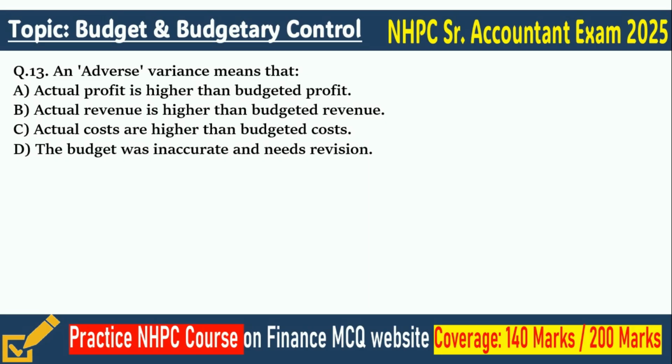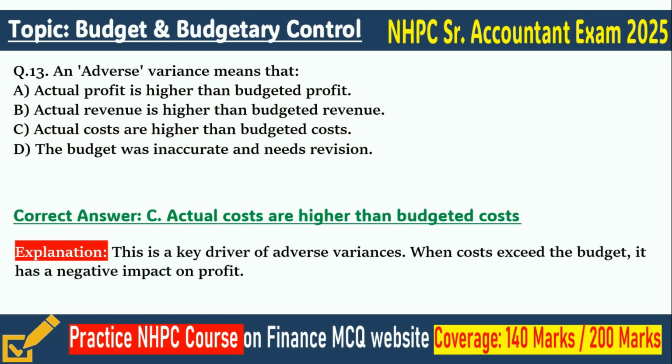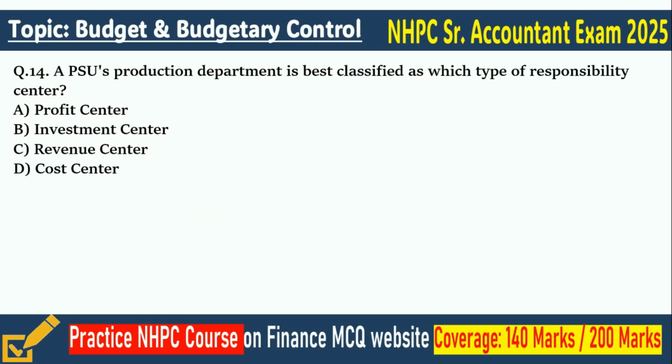The correct answer is option C, which says actual costs are higher than the budgeted cost. So, this is a key driver for adverse variances. When cost exceeds the budget, it has a negative impact on profit. Moving on, friends, next question.